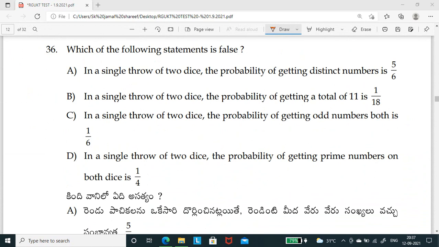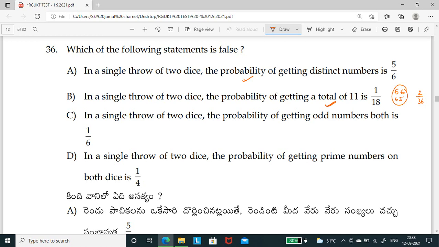So when you throw 2 dice, there are 36 possible outcomes, right? So getting distinct numbers is 5 by 6. It is true. Next, in a single throw of 2 dice, the probability of getting a total of 11 is 1 by 18. To get 11 as total, what are the possibilities we have? 5, 6 and 6, 5. So there are two possibilities. So 2 by 36, which is nothing but 1 by 18. Hence this is also correct.